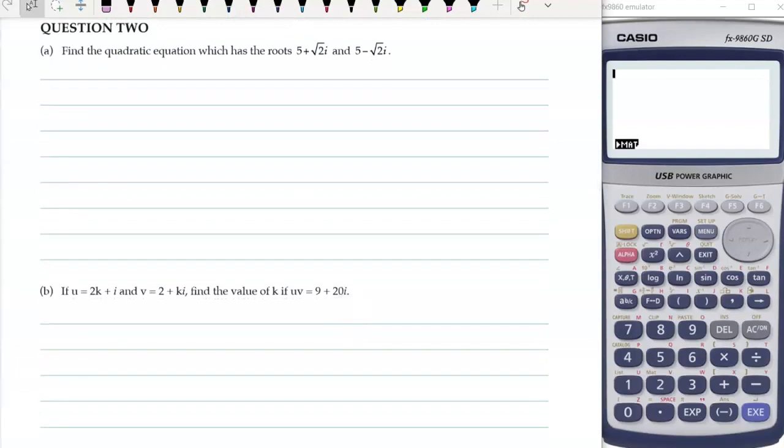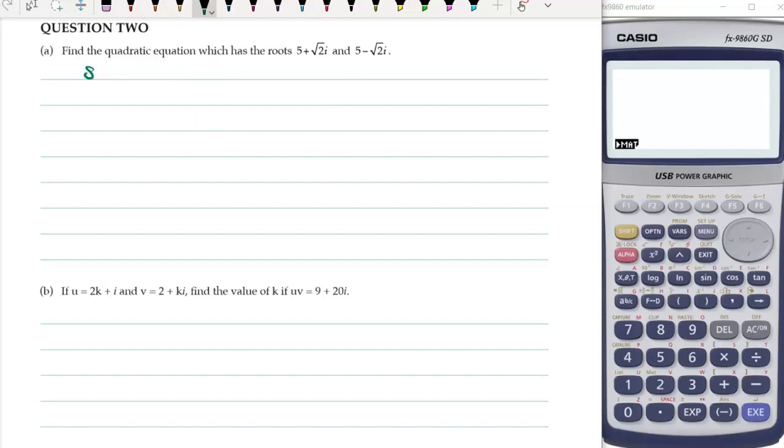On to question 2. Now, for this one, there's a long way and a short way. The long way is to say if I've got those two roots, then x minus one of the roots is a factor. So I'll just write that down. X minus the other root is also a factor, and then you can expand that. However, we can actually do this a little faster if we know the rules of sums and products.